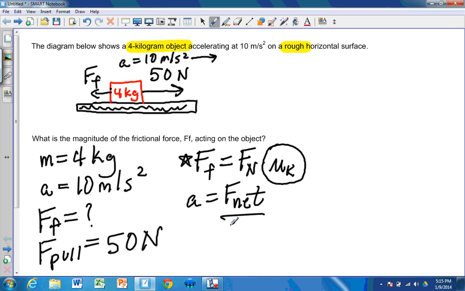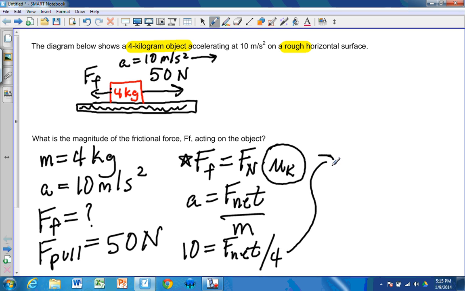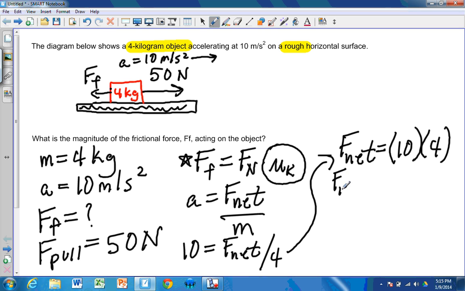So it's kind of a reverse engineering problem. And so when I do my plug-in, I get 10 equals F net over 4. And so when I rearrange, F net equals 10 times 4. F net equals 40 newtons. Okay, so that's my overall force.